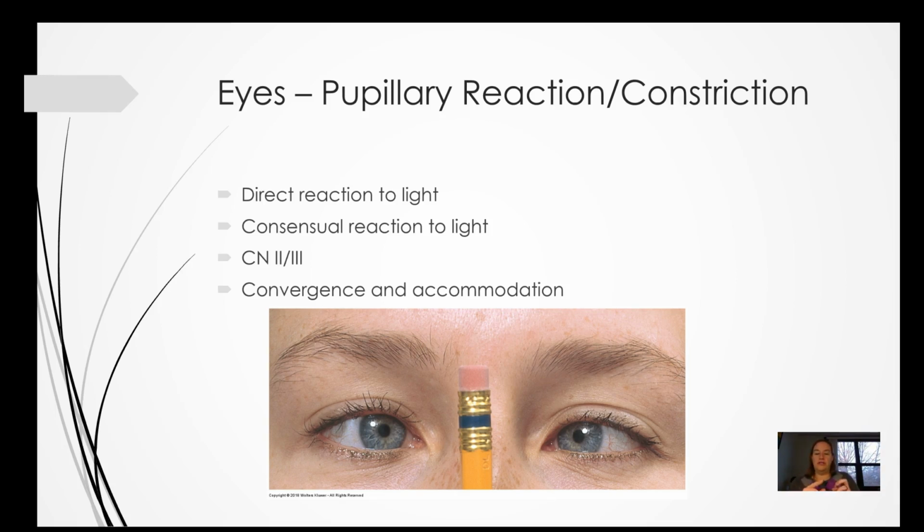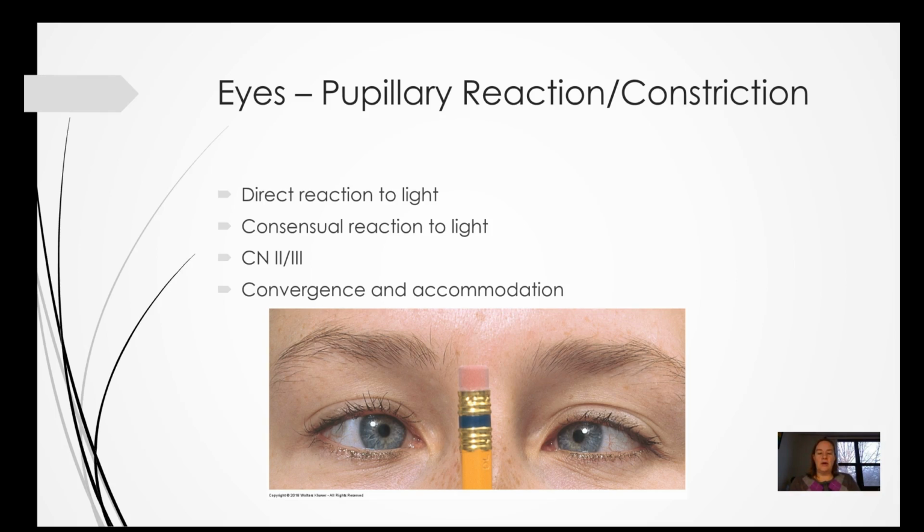When we check for convergence and accommodation, this is the end of that PERRLA, P-E-R-R-L-A. Okay, we're looking for the eyes to converge together. So you see very nicely here in this photograph, this person is demonstrating a beautiful convergence. Okay, the eyes converge towards the nose, and accommodation is the piece where the eyes are trying to focus and maintain an adequate picture of what's coming towards their face.